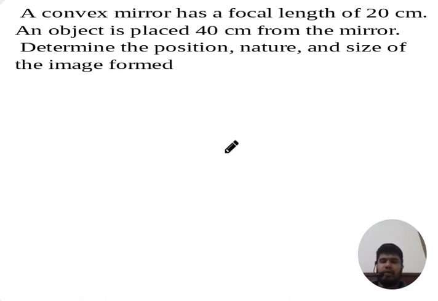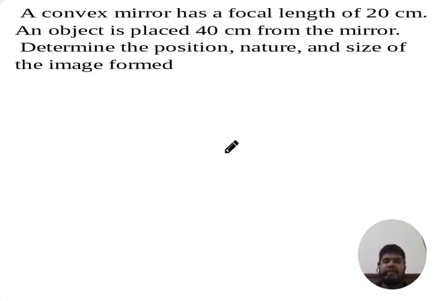There is a problem. A convex mirror has a focal length of 20 centimeters. An object is placed 40 centimeters from the mirror. Determine the position, nature and size of the image. This is our problem. Then how to solve this?